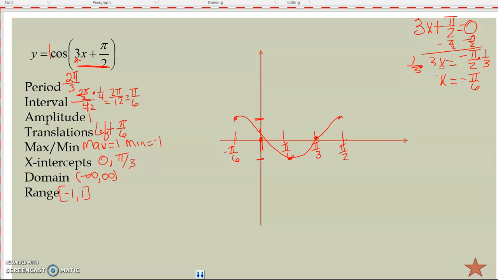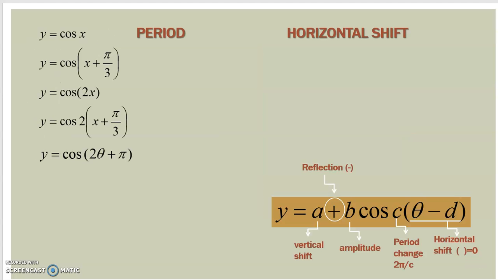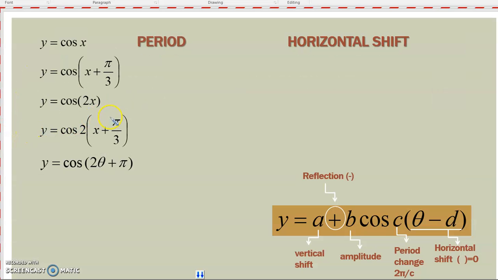Okay, I want to do one more just to make sure we're good. Let's do this one. Okay, we're gonna do this one right here. All right, we're gonna name our period. I know I don't have a graph here, but we're gonna work with it. Our period is 2 pi divided by the c. The c is a 2, so our period is pi. That means our intervals are pi over 4. Okay, now this one's going to be tricky, so you got to pay attention. Our amplitude did not change.